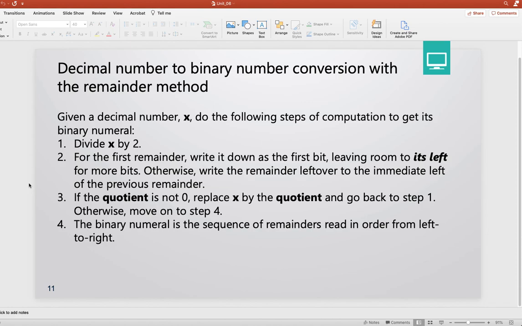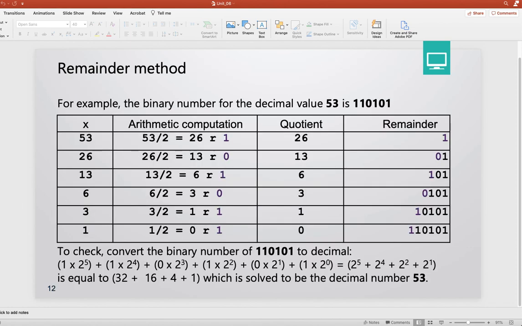Leave room to its left for more bits. Otherwise, write the remainder to the immediate left of the previous remainder. If the quotient is not 0, replace x by the quotient and go back to step 1. Otherwise, move to the next step. The binary number is the sequence of remainders read in order from left to right. So here is an example.